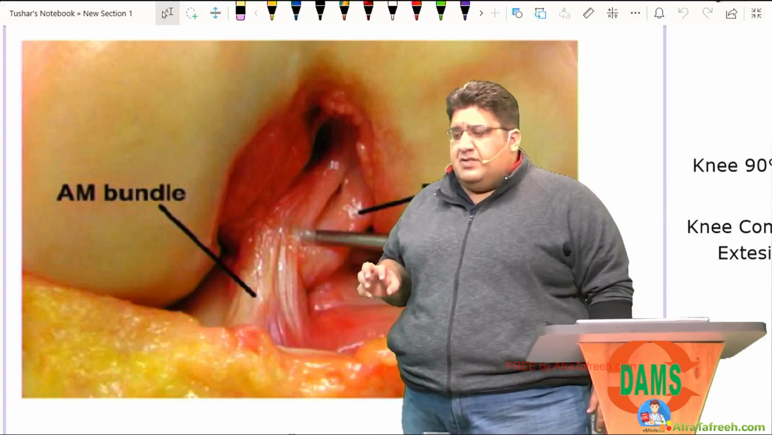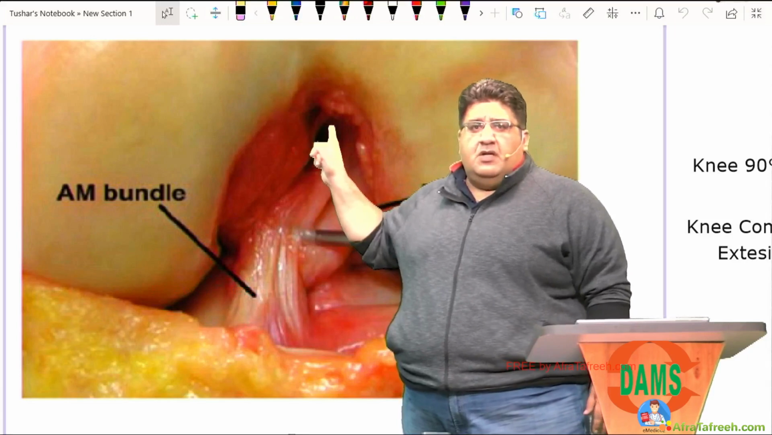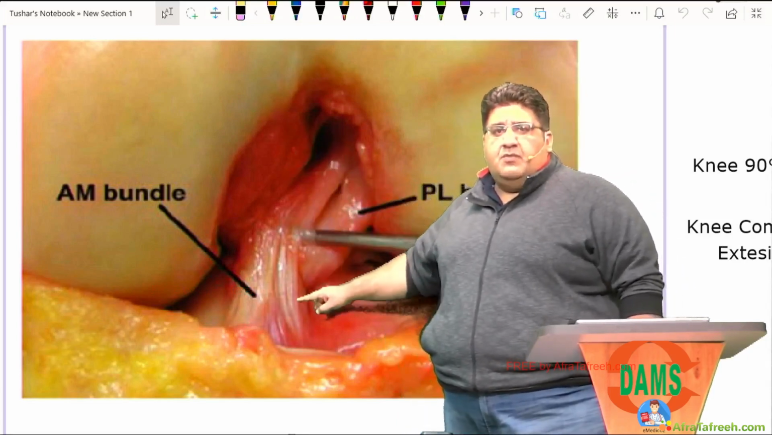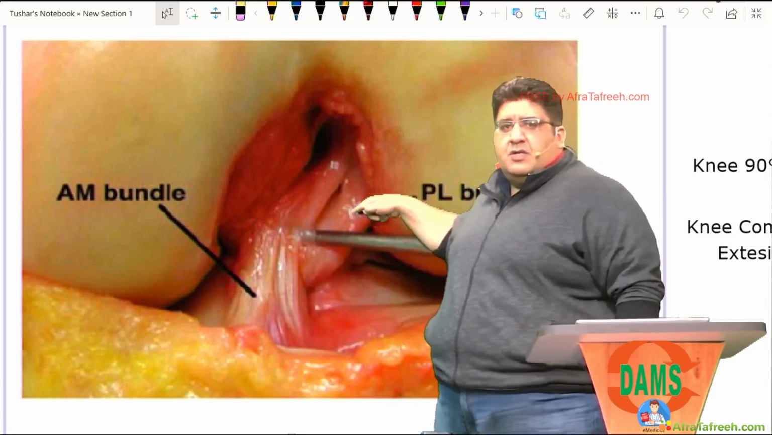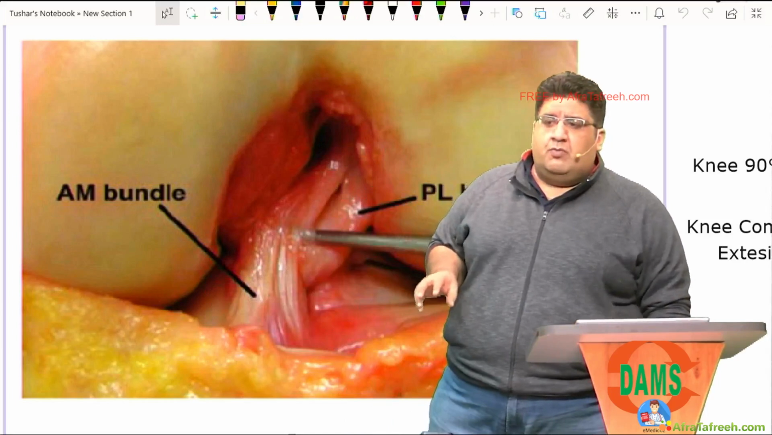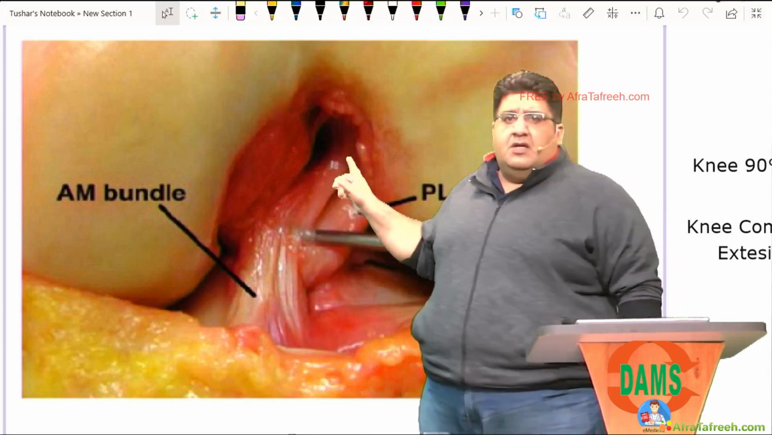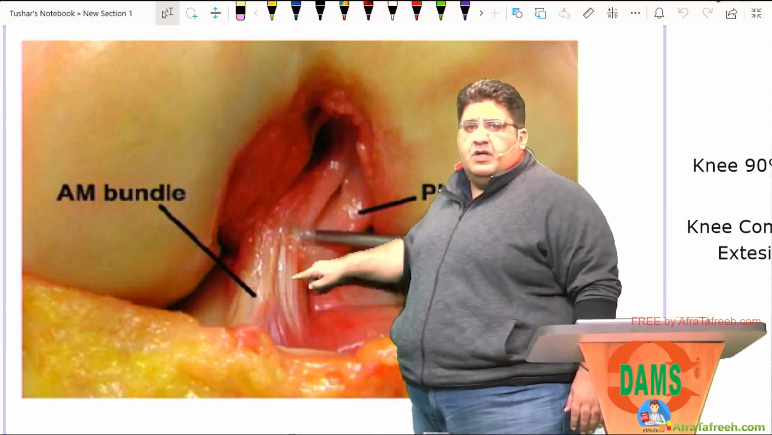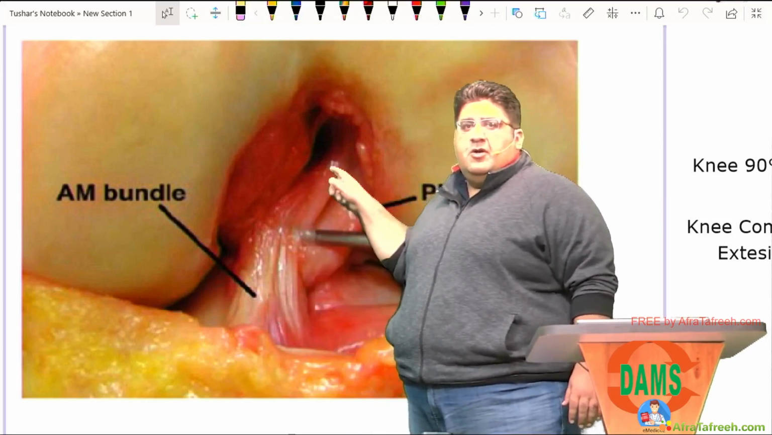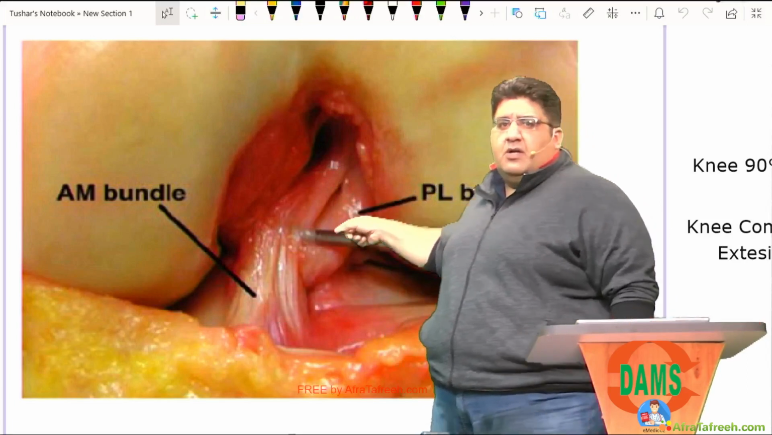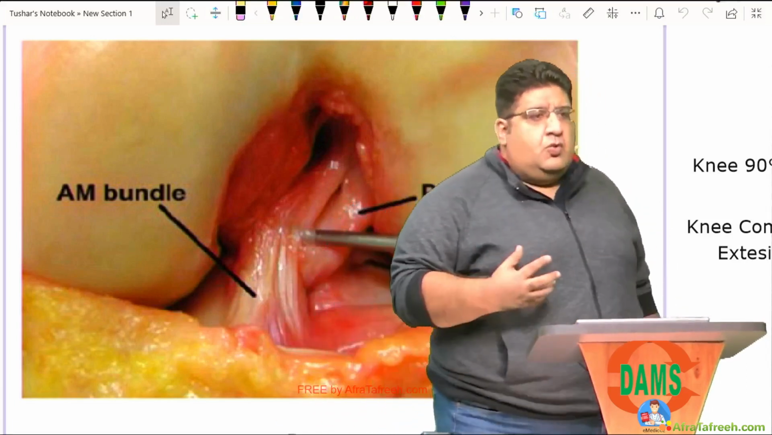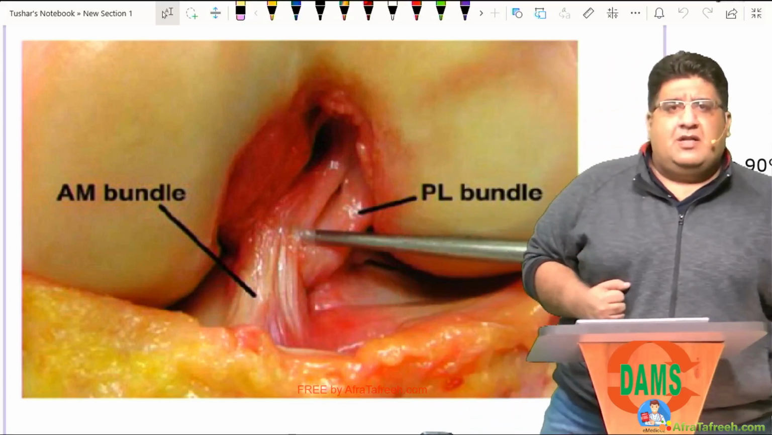Now, when I say two bundles, what does that mean? Anteromedial bundle and, look at this, posterolateral bundle. He said, when I say two bundles of ACL, what does that mean? That we have, come on, take a look, everyone. Anteromedial bundle. Can you all see that? The second one, take a look. Posterolateral bundle. So this is what he had shown to me at that point of time.